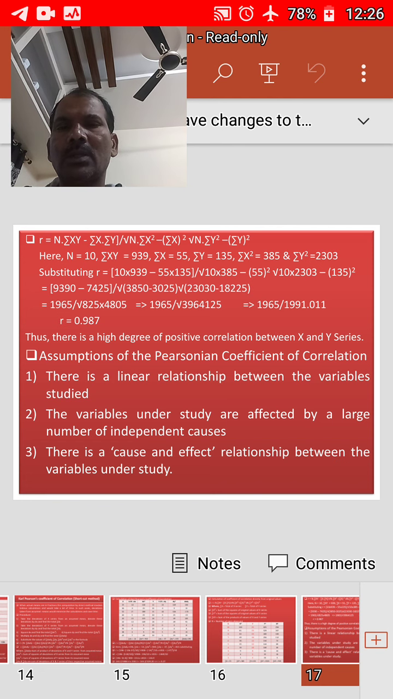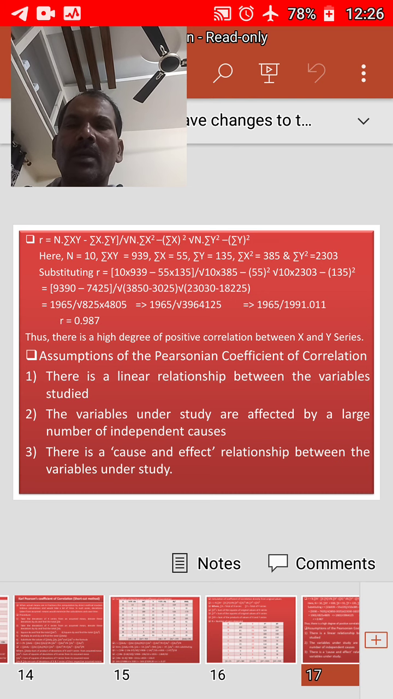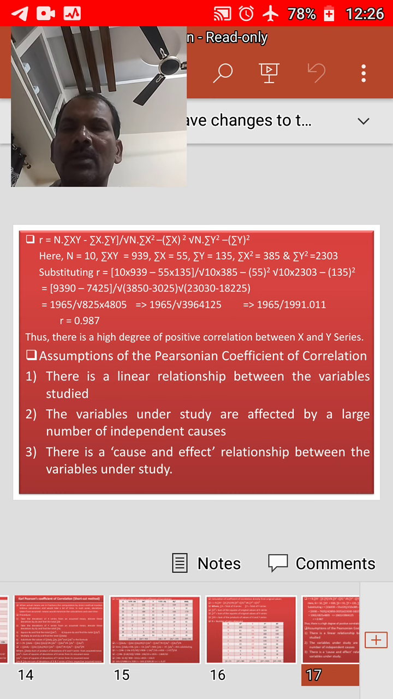So r is equal to 10 into 939 minus 55 into 135, divided by under root 10 into 385 minus 55 whole square, into under root 10 into 2303 minus 135 whole square. That is 10 into 939, which is 9390, minus 55 into 135, which is 7425, divided by under root 10 into 385, which is 3850, minus 55 whole square, which is 3025, into under root 10 into 2303, which is 23,030, minus 135 whole square, which is 18,225. The numerator is 9,390 minus 7,425, which is 1965.